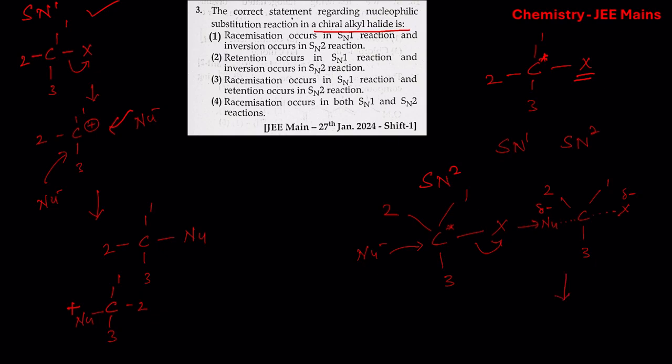The carbon halogen bond breaks and the carbon and the nucleophile bond forms, and the configuration of the product formed is totally different from the configuration of the reactant. So in SN2 reaction, the formation of product takes place with inversion of configuration. So in case of SN1, racemization occurs. In case of SN2, inversion occurs. So the correct option will be option 1. Racemization occurs in SN1 reaction and inversion occurs in SN2 reaction.